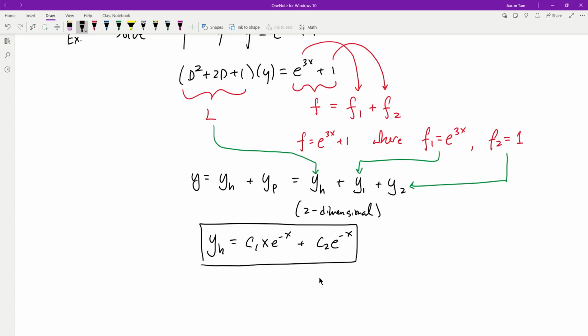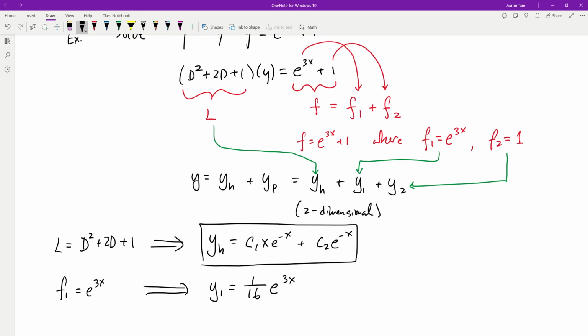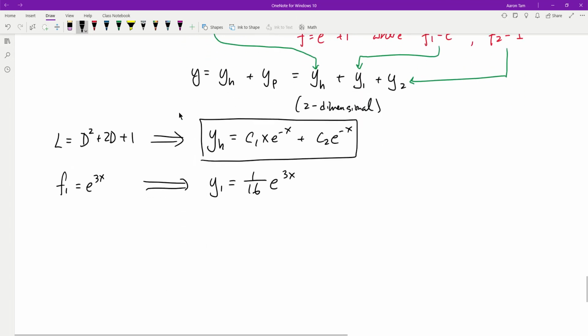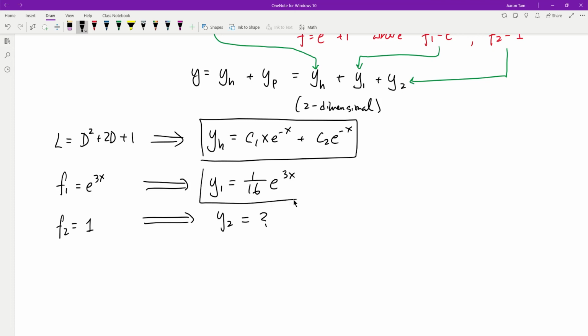Now for f1, this is basically dictated by L, which is equal to D squared plus 2D plus 1. And now our f1 equal to e to 3x would dictate our solution of y1, which is equal to 1 over 16 e to the 3x. So now comes the big question. What happened to f2? f2 equal to 1. What is y2? That's the only thing that we need to figure out. And once I figure this out, I would have everything I need to put together the solution.